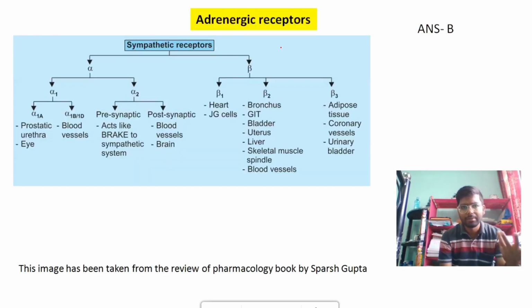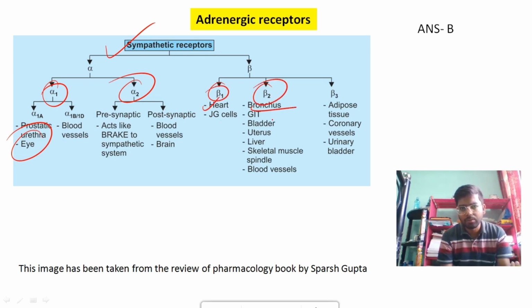You can see the adrenergic receptors alpha 1 and alpha 2. Alpha 1 is present in the eye, beta 1 is present in the heart, beta 2 is present in the bronchus, and beta 1 is also present in the juxtaglomerular cell, and beta 3 is present in adipose tissue.